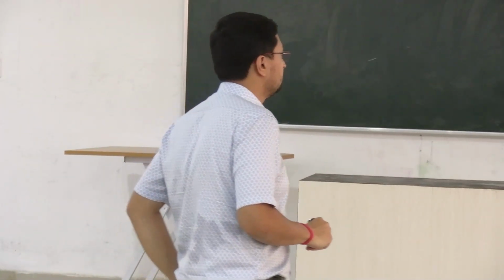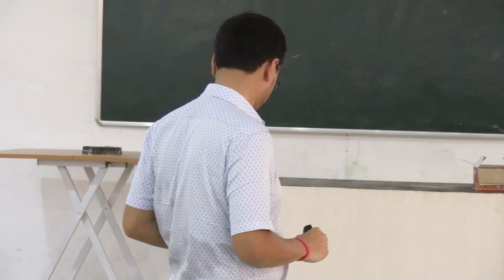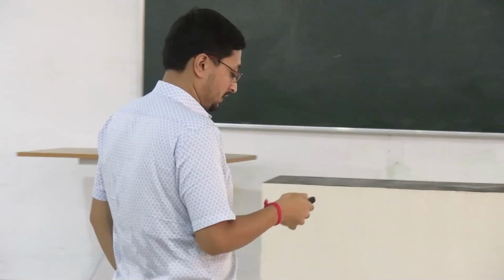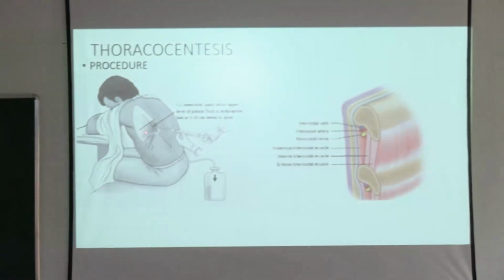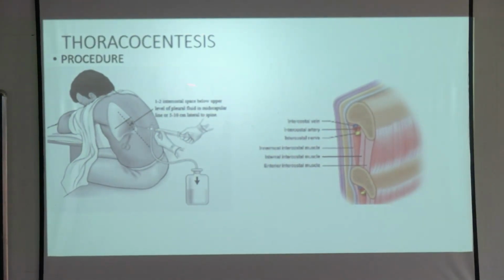So after that, suppose this is the highest point of dullness. So always ask the patient to lean forward, because when leaning forward, the intercostal spaces will be separated, মানে intercostal space এর সেপারেশনটা অনেক বেড়ে যাবে. So you can easily perform thoracocentesis.